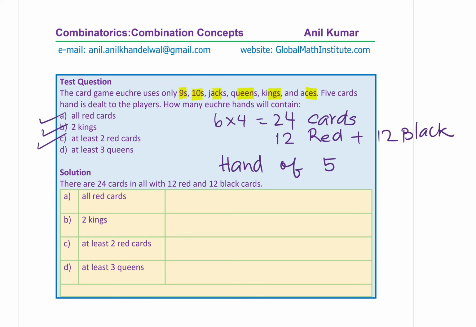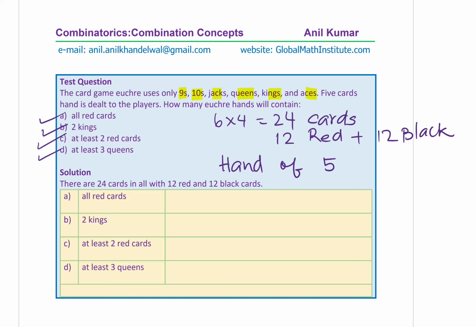Third, at least 2 red cards are there. When we say at least 2, that means either 2, 3, 4 or 5 red cards, right? At least 2. And the last is at least 3 queens should be there. There are 4 queens, so you want 2 cases where you have 3 queens or you have 4 queens. Is that clear to you?